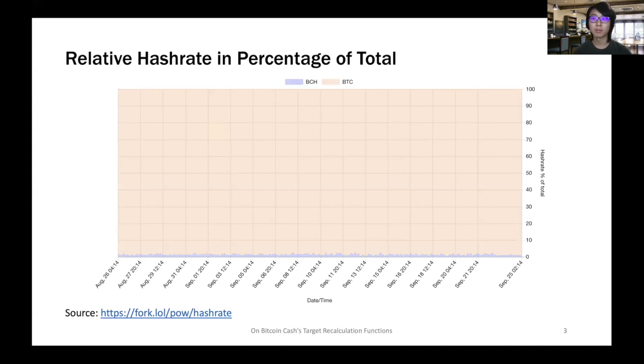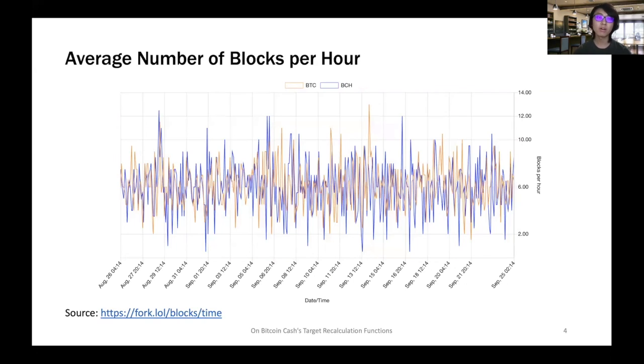So this is a comparison of the mining hash power on Bitcoin Cash and Bitcoin. And you can see that the mining power invested on Bitcoin Cash is only about 1 to 2% of that invested on Bitcoin. However, the recent data shows that the Bitcoin Cash blockchain achieves a steady block generating rate when compared with Bitcoin's blockchain. And this means that the new target recalculation function in the Bitcoin Cash blockchain works well.